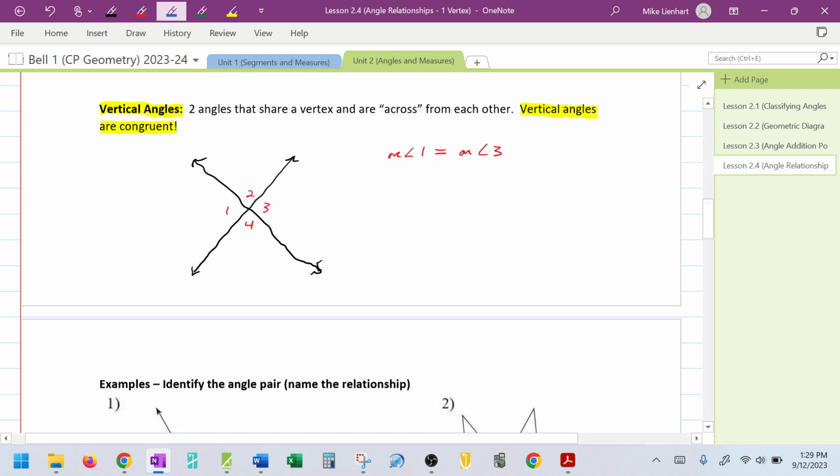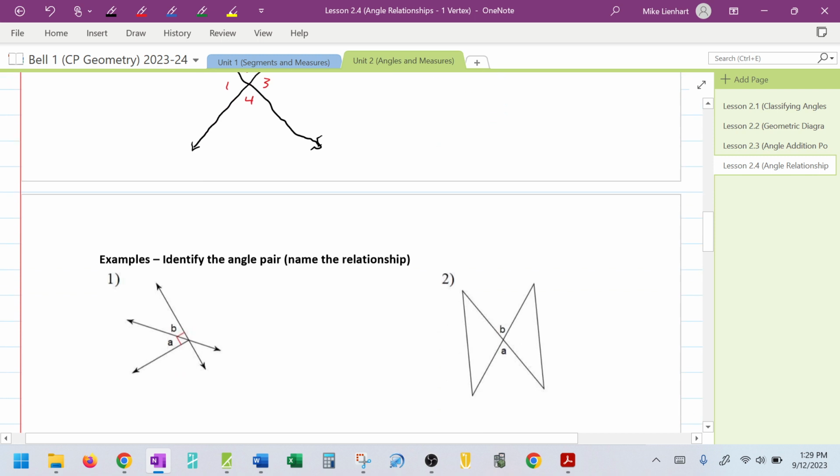I have a second pair of angles formed by two intersecting lines that are directly across from each other, angle 2 and angle 4. They are also known as vertical angles. Therefore, I also know here the measure of angle 2 is equal to the measure of angle 4.